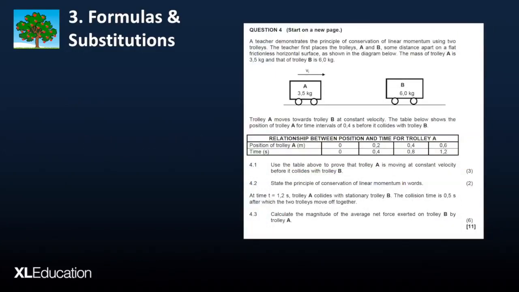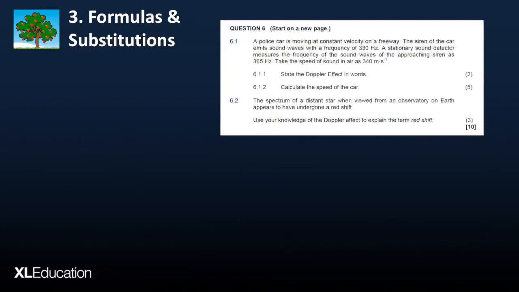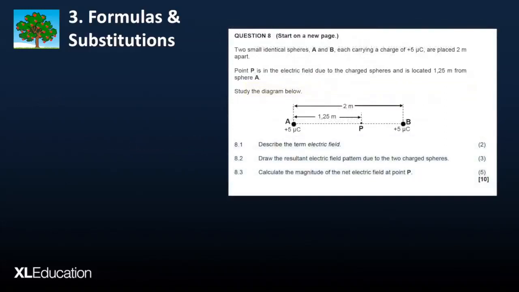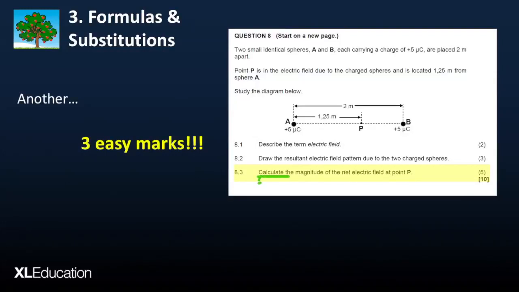Also, on another question, which is this one on momentum, if the question says calculate, there are also some easy marks that one can get, some 2 easy marks for formula plus the substitution. Not only on that one, let's have a look at another question. This is Doppler effect. There goes calculate. There are also some 2 easy marks for the formula plus the substitution. So these are some easy marks that one will be collecting, pocketing, passing made easy. On that one also, calculate the magnitude of the net electric field. Some 3 easy marks which one can collect from there.